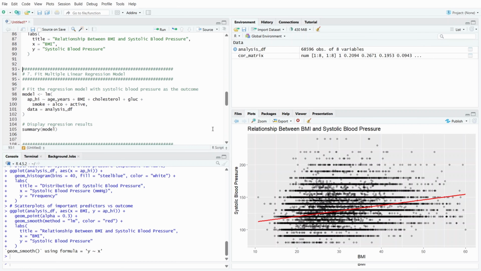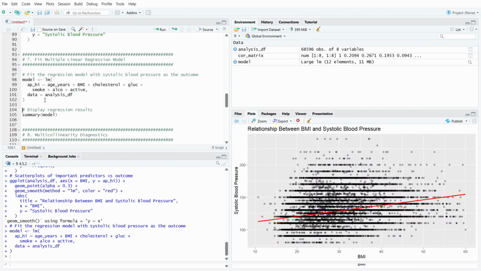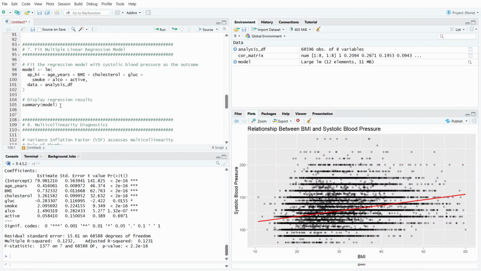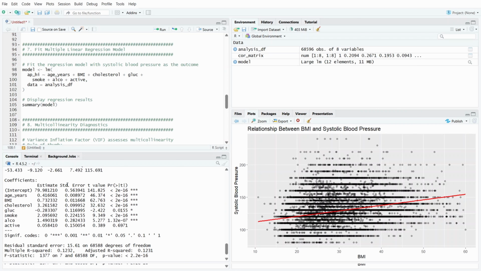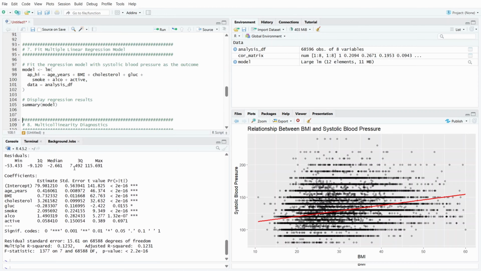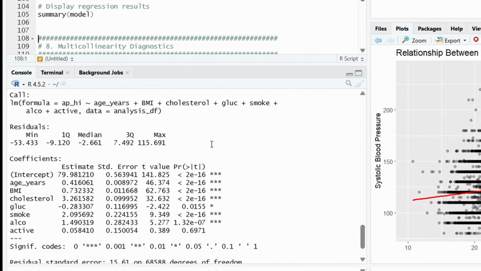Next, we fit the multiple linear regression model using the lm function. Our model predicts systolic blood pressure using the following variables: age, BMI, cholesterol level, glucose level, smoking status, alcohol consumption, and physical activity. Multiple linear regression allows us to estimate the independent effect of each predictor while controlling for the others. The output of summary(model) provides important information, including regression coefficients, p-values, and the overall model fit measured by R squared. These results help us determine which variables are statistically associated with blood pressure.